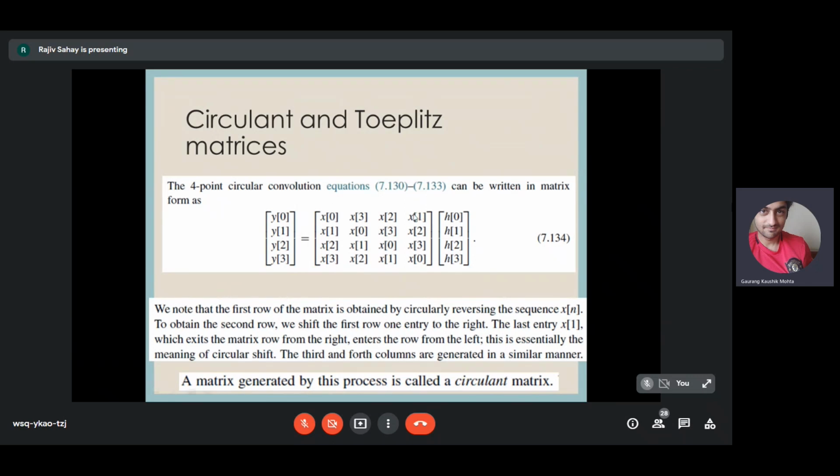That means this element need not appear here. This element need not appear here. And this element need not appear here. But the matrix will be Toeplitz. That means all its diagonals and off-diagonal elements are equal, or sub-diagonal elements are equal. But the matrix need not be circulant. That means its rows and columns are not circularly shifted versions of each other.